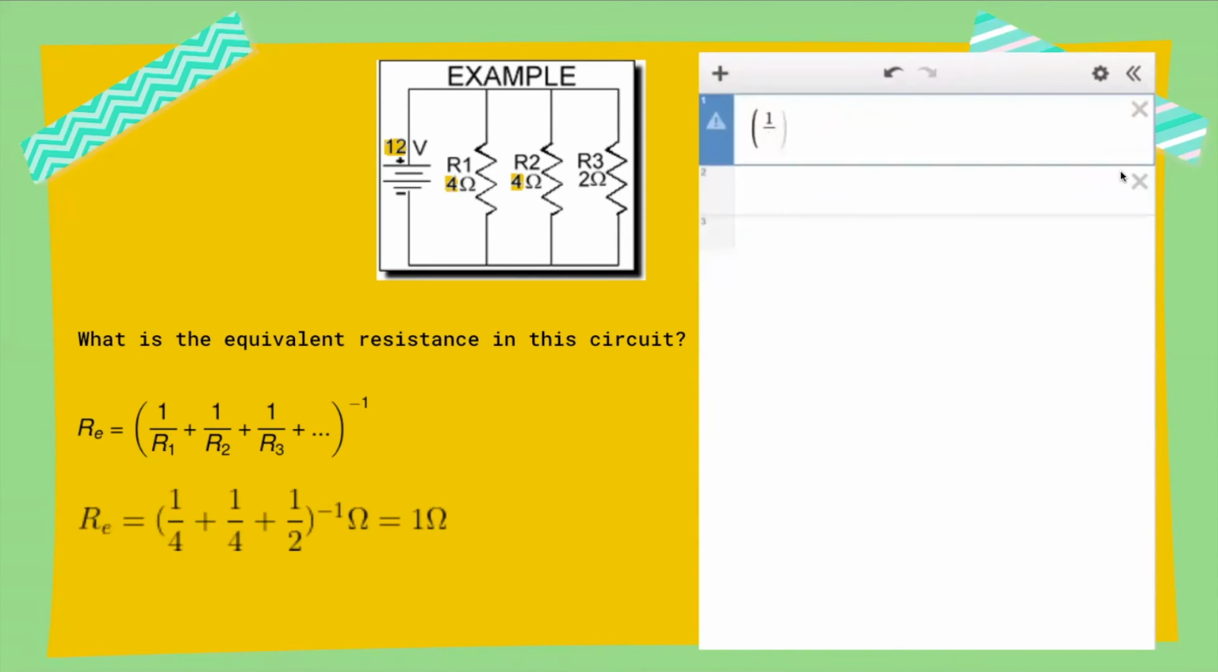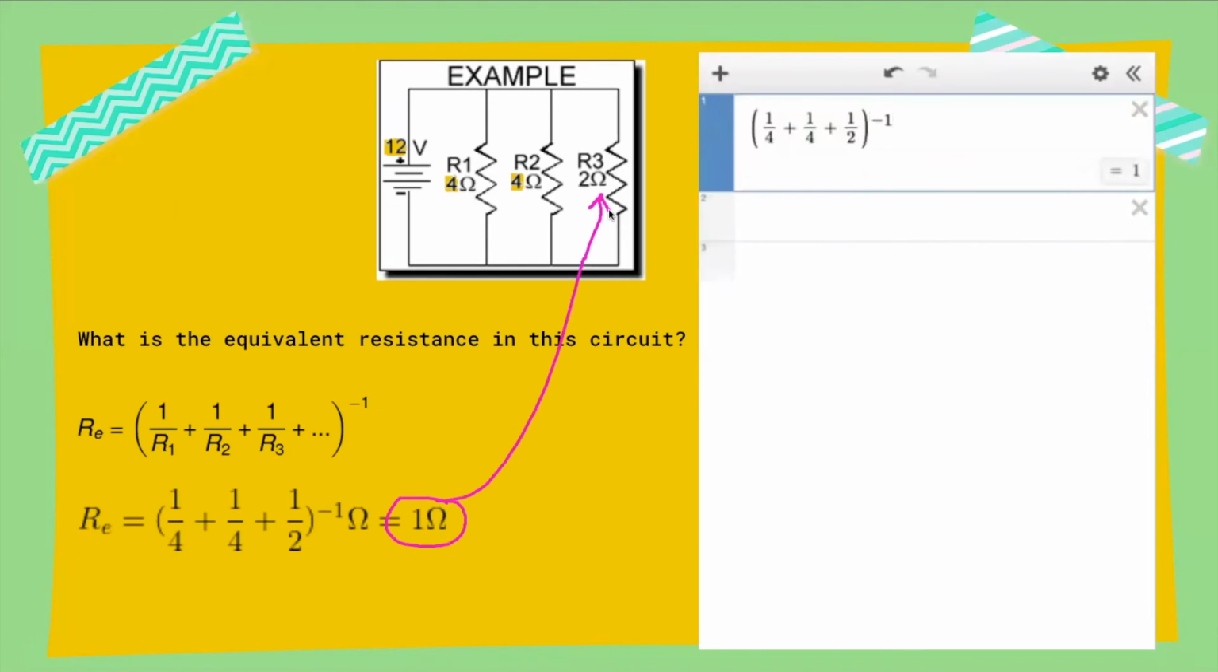And as a check, my equivalent resistance is smaller than the smallest resistor. So my equivalent resistance is 1, that is smaller than 2. So smaller than the smallest resistance. It's easier to go over parallel than it is to do one individual.